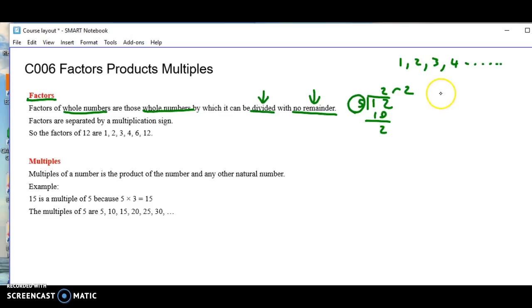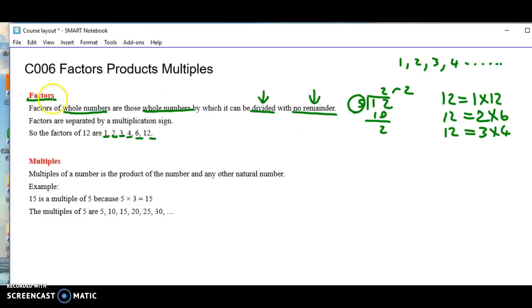And they say factors are separated by a multiplication sign. If we look at 12, 12 is equal to 1 times 12. So those are two factors. But 12 is also equal to 2 times 6, so they're separated by the multiplication sign. And 12 is also equal to 3 times 4. That's why we can say the factors are 1, 2, 3, 4, 6, and 12. Those are the factors of 12.